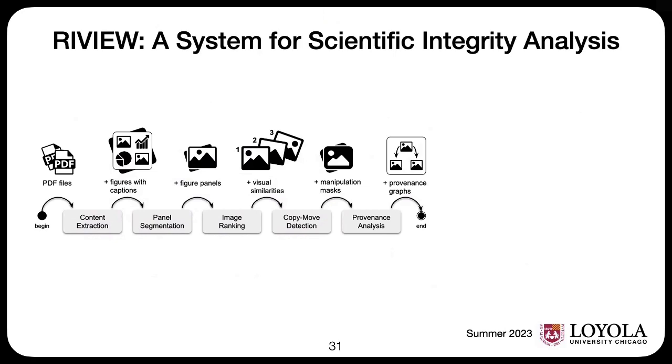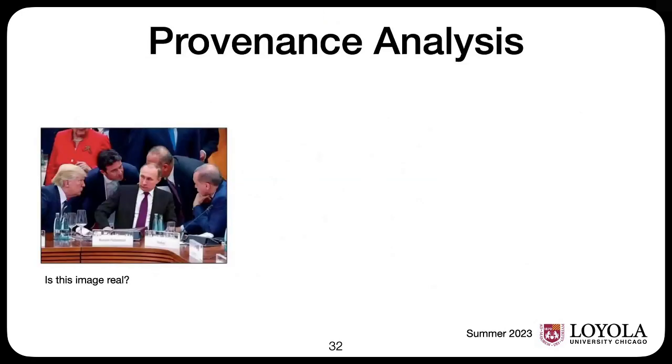Okay, then we have the copy move detection, and then we have the last piece of the system, which is provenance analysis. And just to help you, provenance analysis is a problem that we address in image forensics, where given an image, we try to answer if that image is real or it was manipulated.